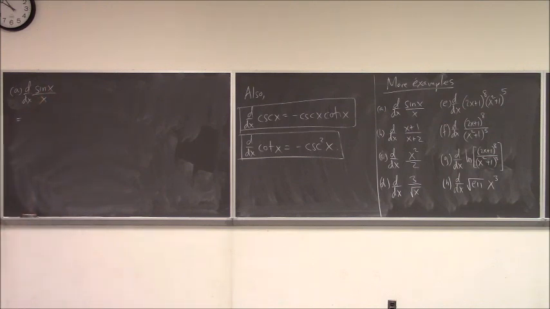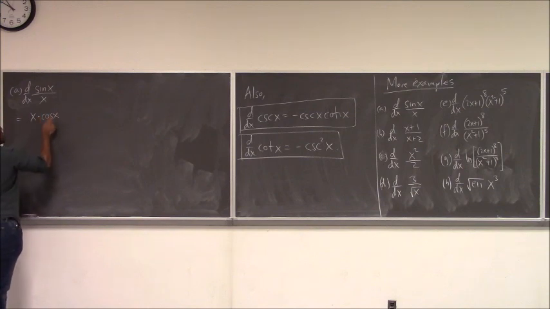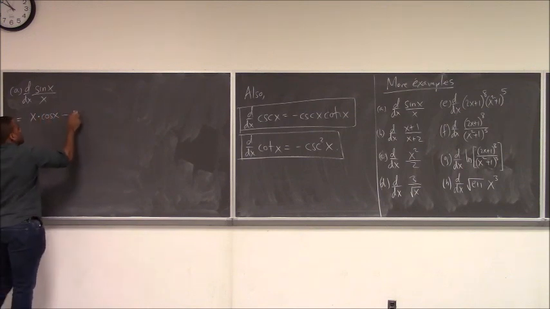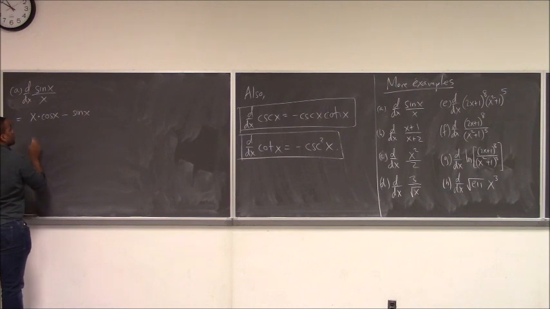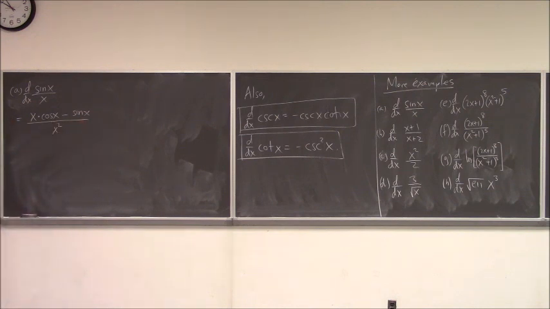Okay, go. What do we do? Quotient rule. Quotient rule? Okay. So that's going to be x cosine x minus sine x all over x squared. Probably just do that. E.